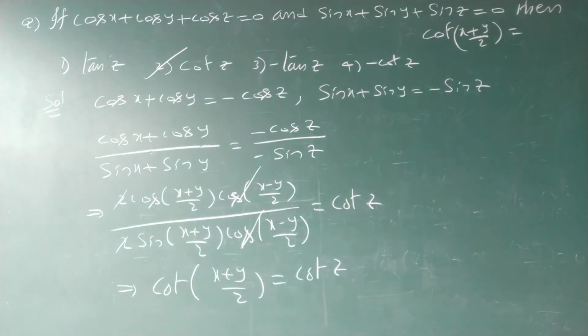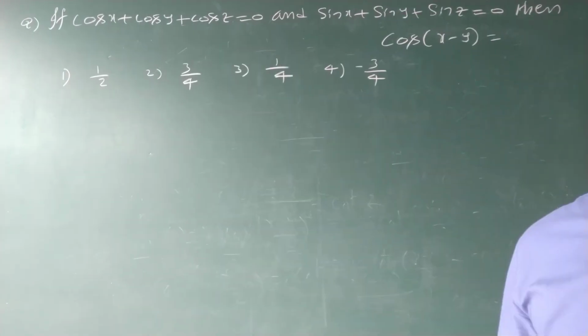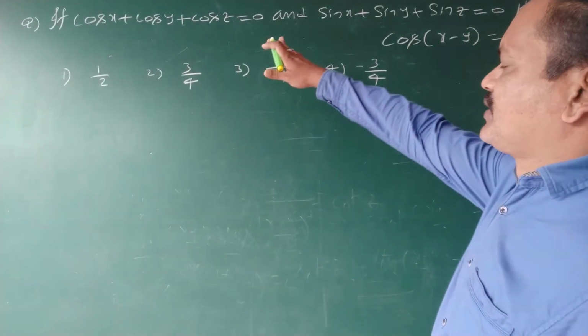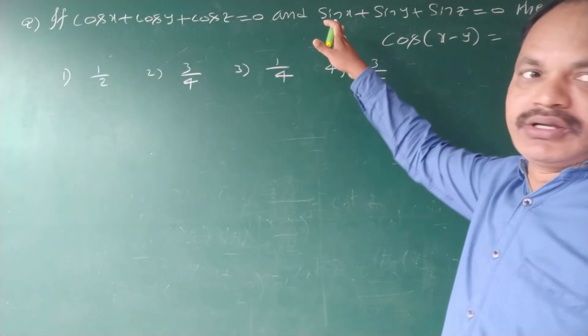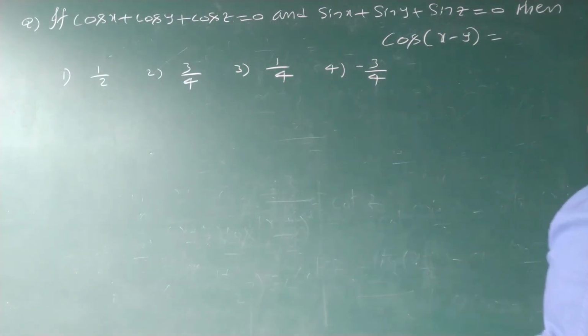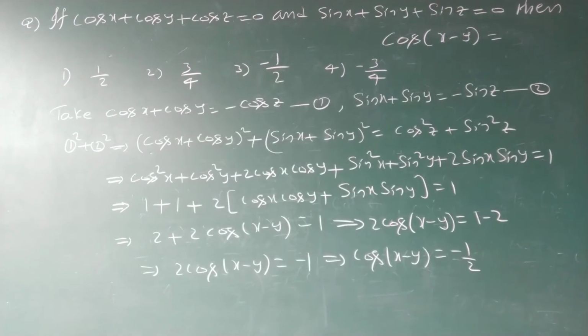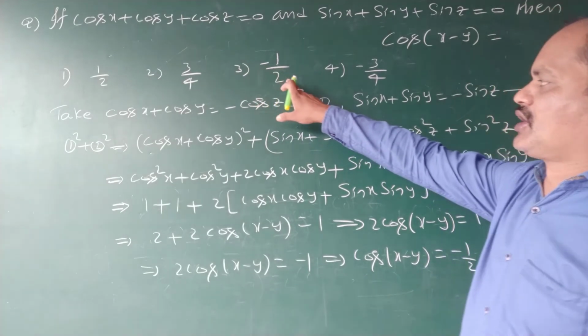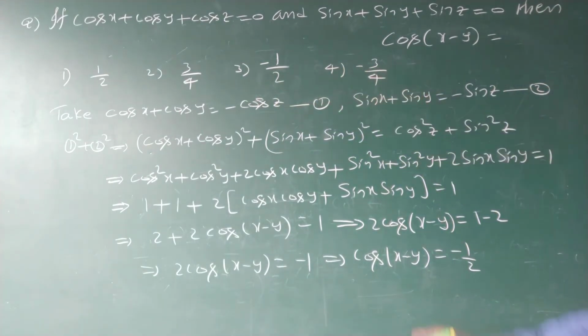Now we are going to the next question: if cos x plus cos y plus cos z is equal to 0 and sin x plus sin y plus sin z is equal to 0, then cos (x minus y) is equal to, now the options are, first option 1 by 2, second option 3 by 4, third option minus 1 by 2, and fourth option minus 3 by 4.